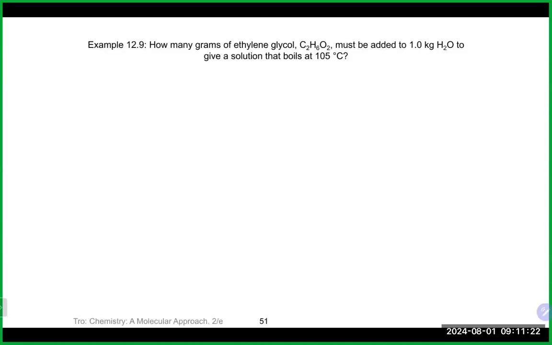All right, try this one here. How many grams of ethylene glycol must be added to 1 kilogram of water to give a solution that boils at 105 degrees Celsius? The Kb value for water is 0.512 degrees Celsius per molality. All right, so take a moment. We're looking for how many grams of this guy. Carbon is 12.01, hydrogen 1.008, and oxygen is 16 here.